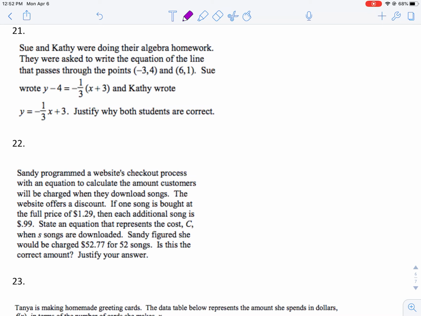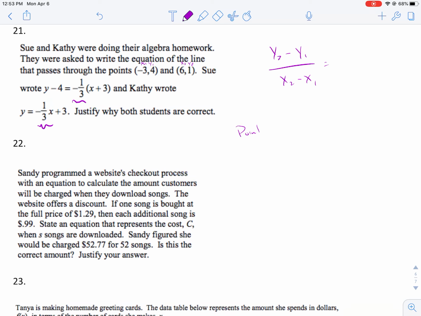So it says, Sue and Kathy were doing their algebra homework. They were asked to write the equation of a line that passes through the points -3, 4, and 6, 1. Sue wrote this, and Kathy wrote that. Justify why both students are correct. In order to solve this problem, we first want to make sure that they have the right slope, because it looks like they have the same slope in each case. So let's make sure they got the same slope.